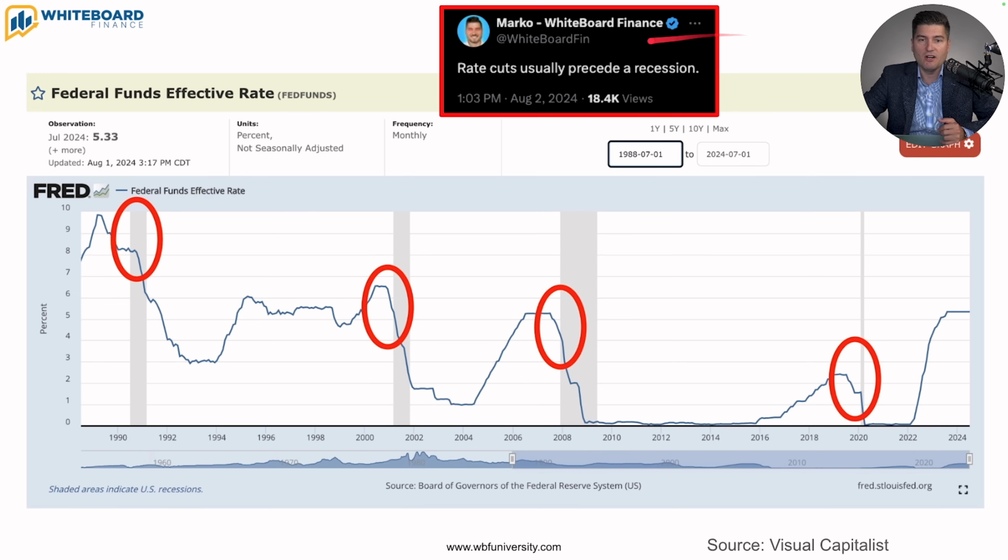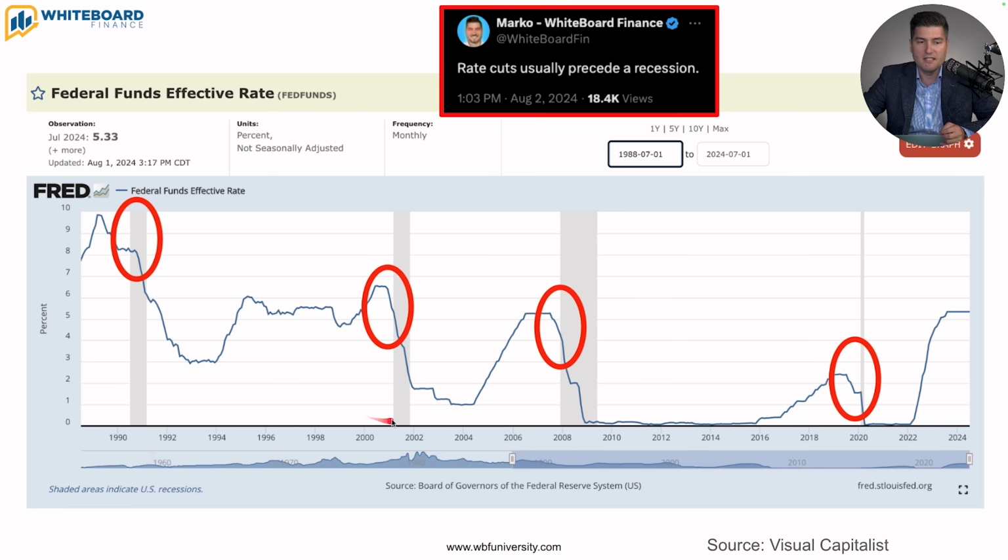So I tweeted here August 2nd, 2024, rate cuts usually precede a recession. What I did was I just went in here and looked at the blue line. This is the Fed funds rate. Remember, this is the thing that's being cut right now. That's the point of making this video. And you can see whenever it gets cut precipitously multiple times, we enter a recession. That's what these gray bars are. These gray bars are recessions.